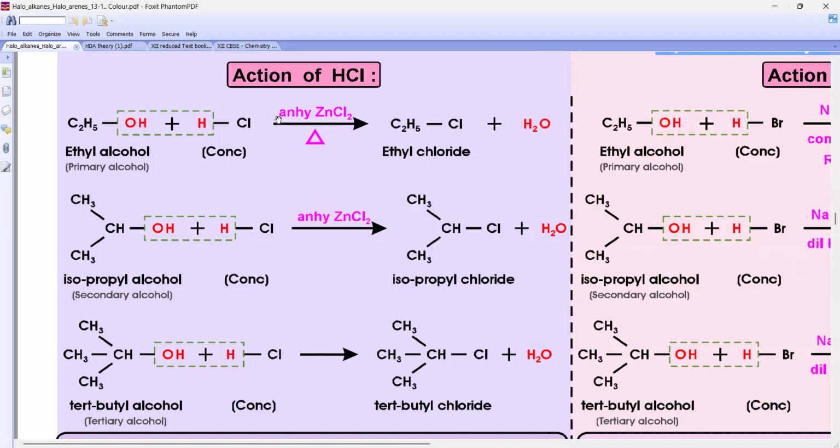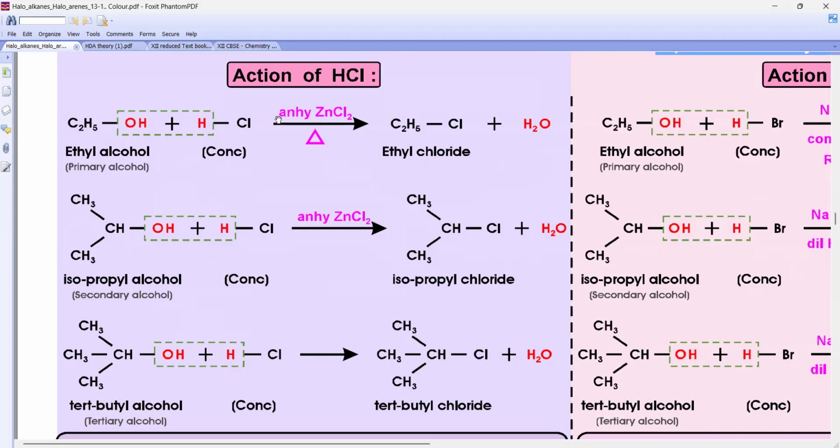Now, whenever I do this reaction, with primary, secondary, and tertiary, in all I added Lucas reagent. If I tell you which test tube has primary, secondary, or tertiary: the one in which, when I add Lucas reagent, I immediately get a cloudy solution, is tertiary. The one in which I add Lucas reagent and after 10 minutes I get a cloudy solution is secondary. And the one in which I add Lucas reagent and nothing happens, and I see a cloudy solution only after heating, is primary alcohol.